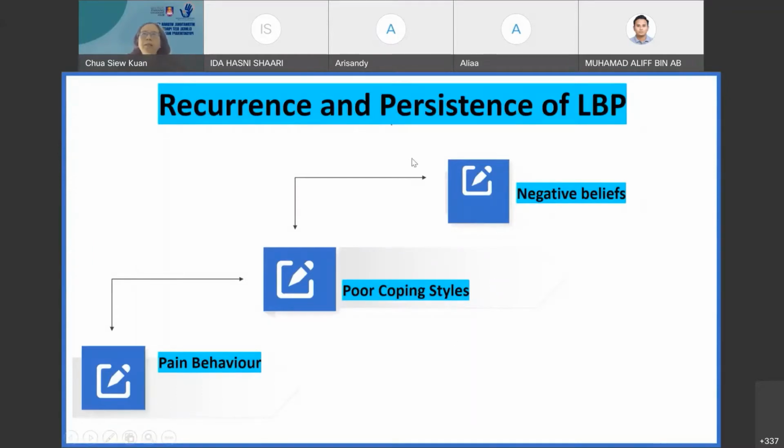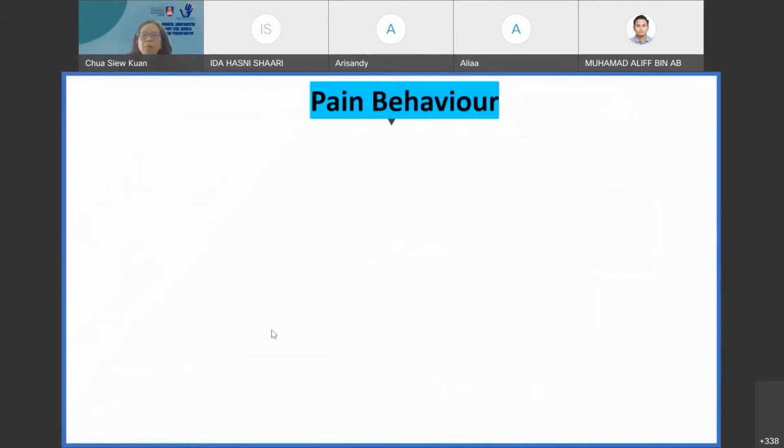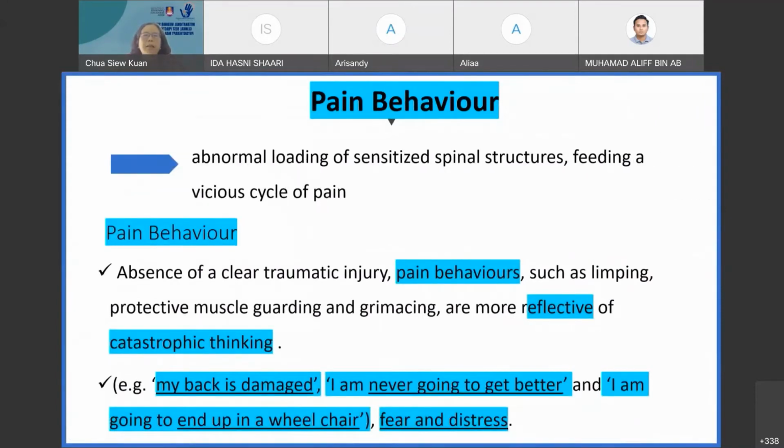Okay, another factor that can contribute to recurrent and persistent low back pain. Belief is the topmost. The second is poor coping strategy. Some people have poor coping strategy and pain behavior. Pain behavior means how pain makes the body move, because pain will predispose to abnormal loading of sensitized spinal structures, feeding a cycle of pain that never stops.